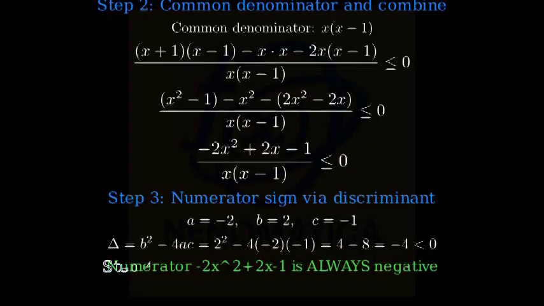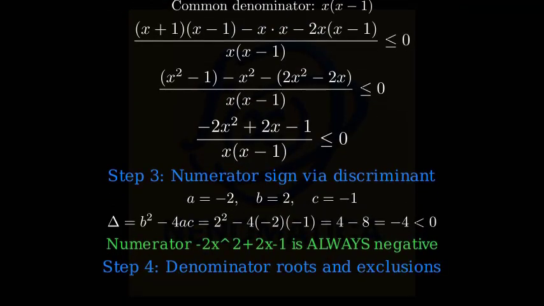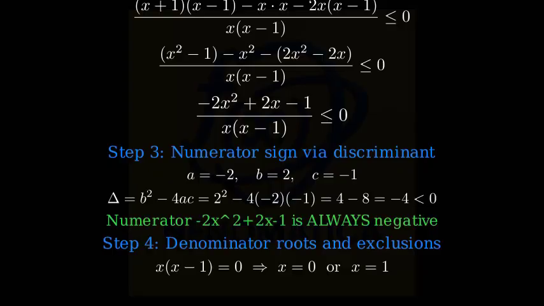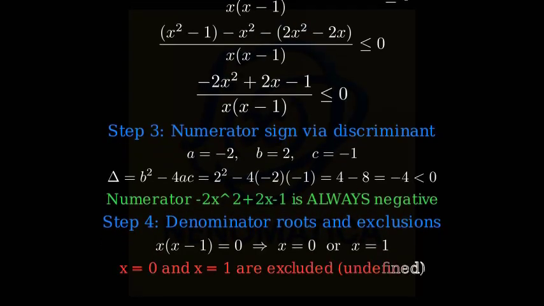Step 4. Analyze the denominator. Set x times (x minus 1) equal to 0. We get x equals 0 or x equals 1. These values make the expression undefined, so they are excluded from the solution.